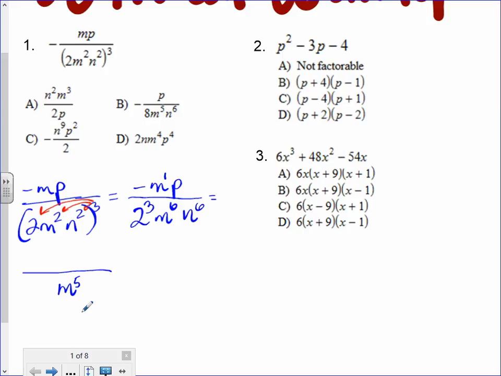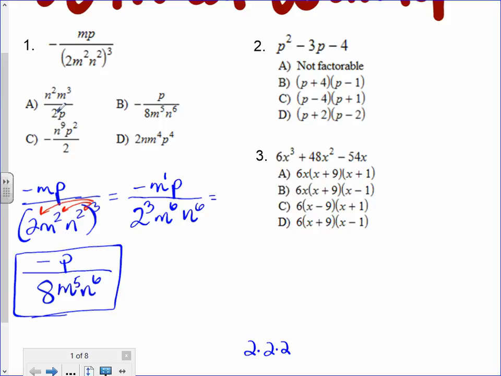And you're gonna write the 2 to the third. What is 2 to the third? 8. Yeah, 2 times 2 times 2, so 2 times 2 is 4, times 2 is 8. Okay. Then bring the e to the 6 down. Then the p is gonna stay up there. Answer choice B.